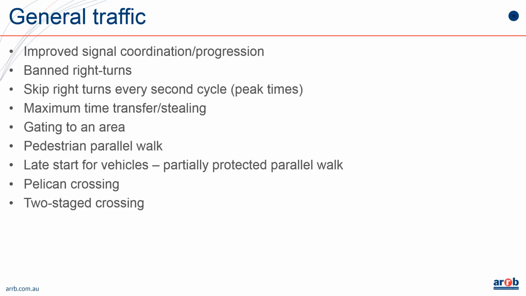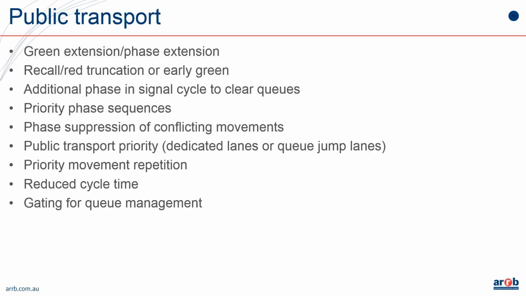So these are some of the examples that are available for general traffic, and here are the traffic signal techniques for public transport. I'll mention a few. The first one is green extension or phase extension. The traffic signal extends the green period when a bus or tram is approaching, to assist with clearing the signalized intersection prior to the red period. Recall or red truncation, where a bus or tram is expected to arrive prior to a green phase. The red phase is terminated early, and signal phases are reconfigured to allow the green phase to begin earlier. That's just a couple of examples for public transport.